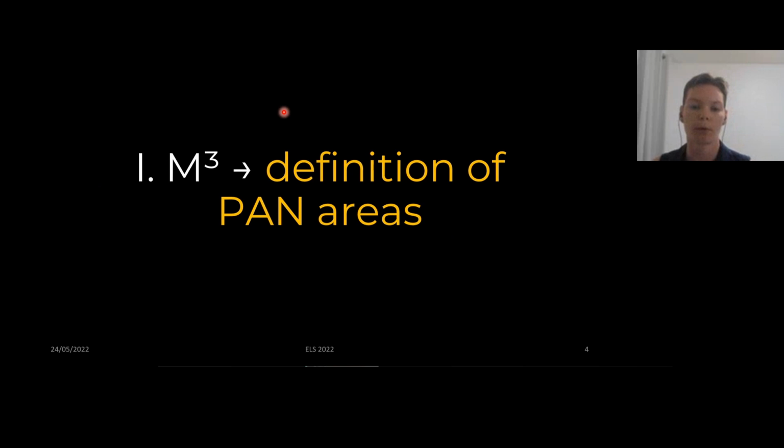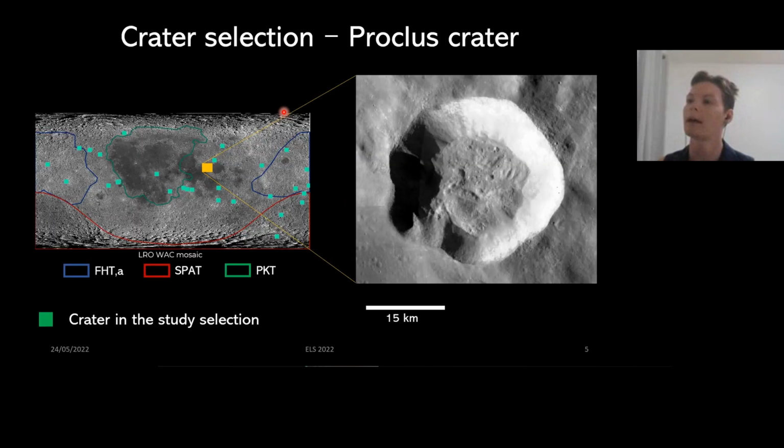First of all, what we want to do is define pure anorthositic areas. To do that, we use the Moon Mineralogy Mapper, or M-cubed, datasets. All of the squares here are crater selections, and you can see that they are scattered all across the lunar surface. The crater that I will be focusing on today is Proclus crater, this cute little 30-kilometer diameter crater.